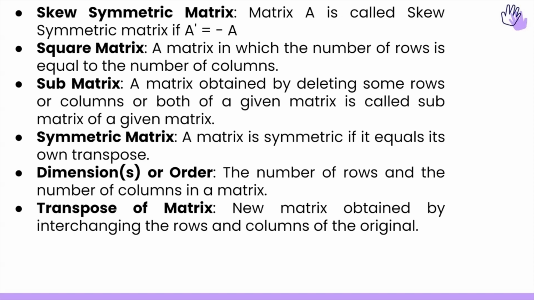Symmetric matrix: a matrix is symmetric if it equals its own transpose. So take a matrix, interchange its rows with columns, and if you get the same matrix again after this operation, then it is known as a symmetric matrix. Dimensions or order: it is the number of rows and the number of columns in a matrix. Transpose of a matrix: a new matrix obtained by interchanging the rows and columns of the original.